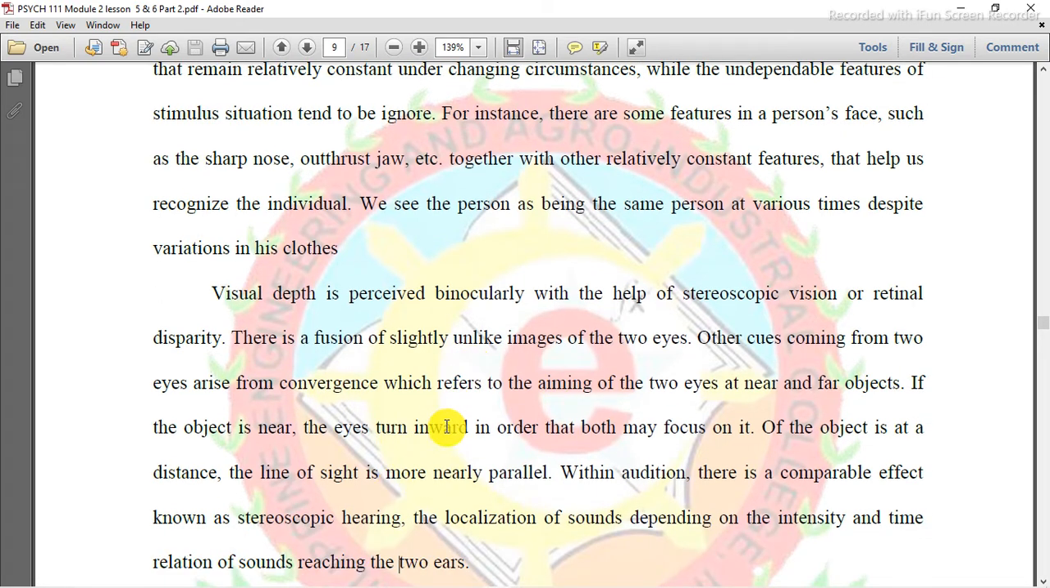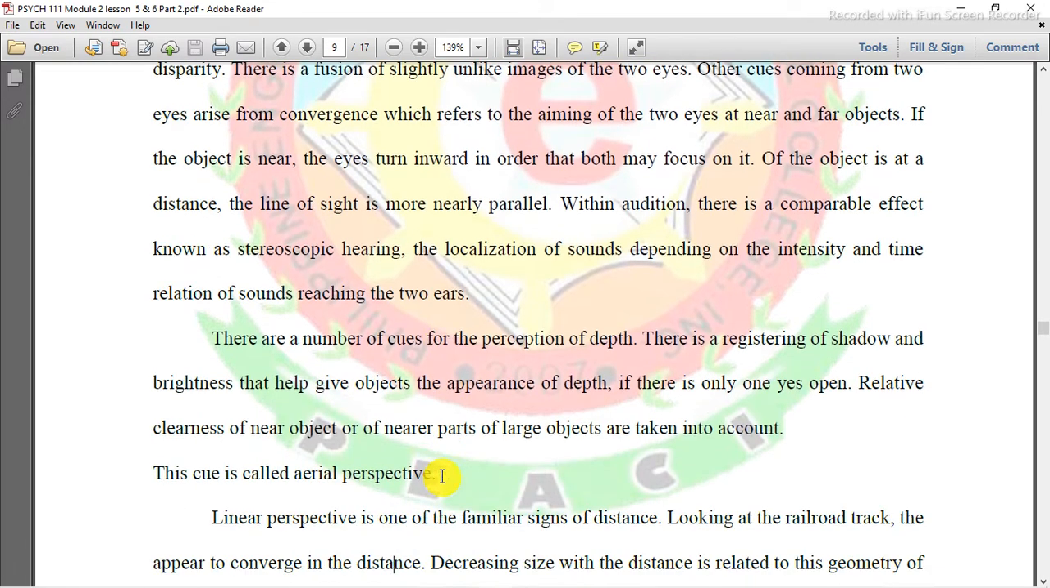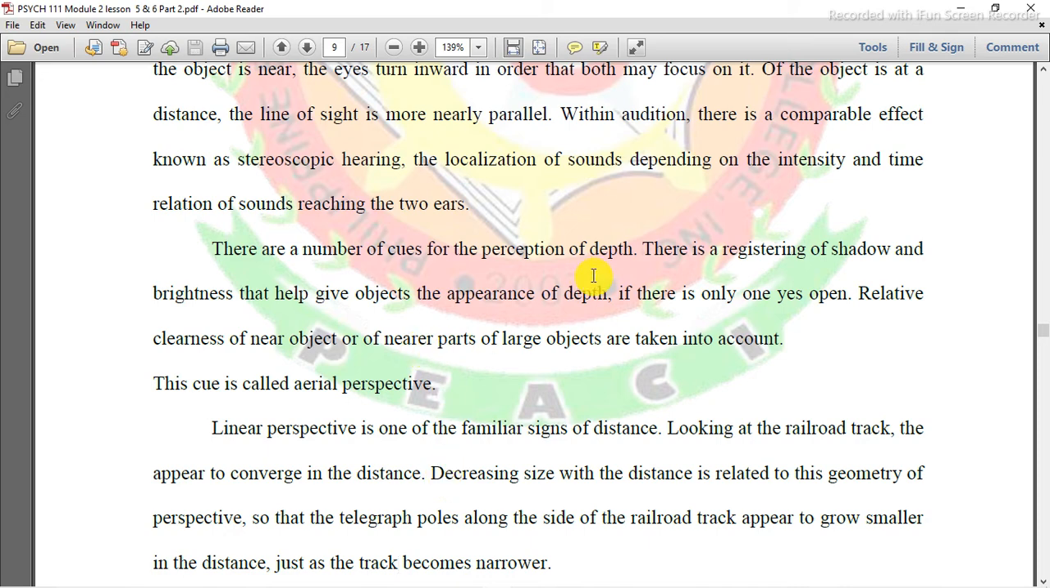So, if near is object, the eyes turn inward and order both to focus. So, parang ganun lang din. Kabaligtaran, katulad din siya, no? Within audition naman, there are comparable effects known as stereoscopic hearing, the location of sound depending on the intensity, time relations. Depende din. Siguro may times na mas narinig natin ng malakas yung malapit na mga sounds, kumbaga sa mga malalayo. There are number of cues for perception depth.